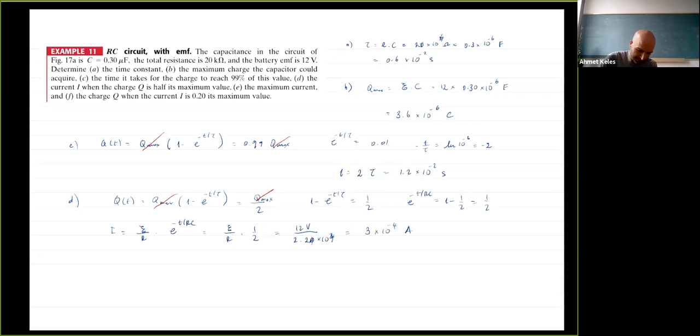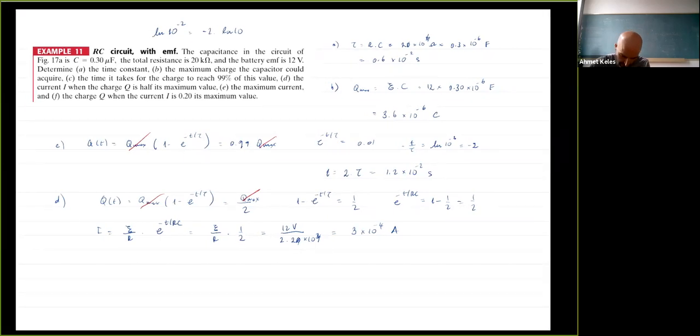What is ln 10? That's correct, 10 to the minus 2. Minus 2 times ln 10. Do I have ln on my graph? This is minus 4.6. You're right. This is minus 4.6.